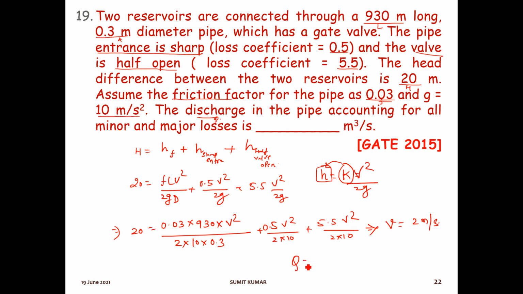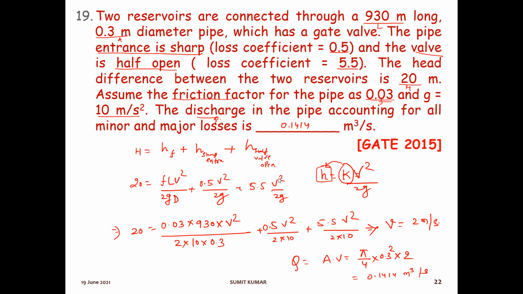So we know Q is equal to area into velocity, and area is pi by 4 into diameter square. Diameter is 0.3 meter, and velocity is 2 meter per second. Solve it, you will get 0.1414 meter cube per second. So this is the discharge for this case.